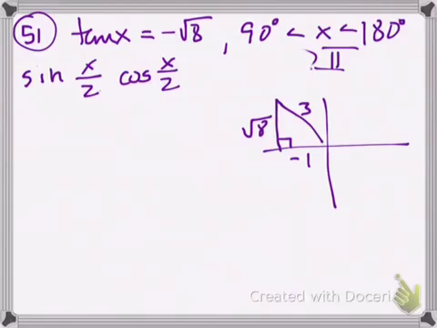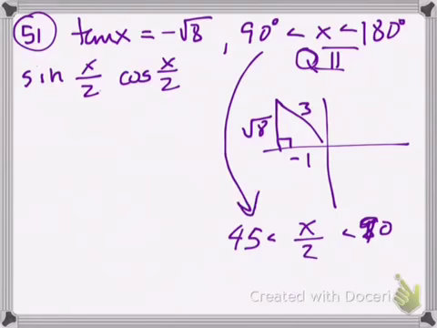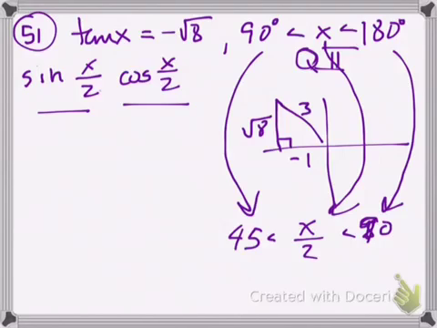Now, x is in the second quadrant, right? What quadrant is x over 2 in? The first. Yes, x over 2 is in the first quadrant. If I divide those by 2, 90 divided by 2, x divided by 2, 180 divided by 2, x over 2 is in the first quadrant, so both of these quantities are in the first quadrant, and that's going to make their answers positive.